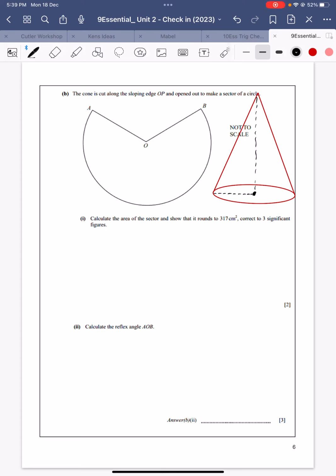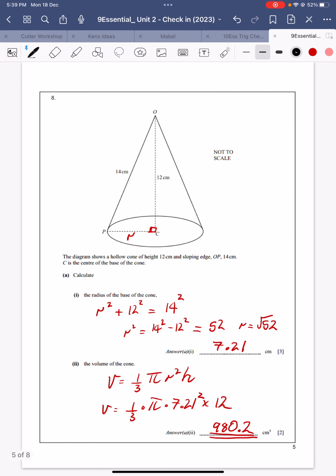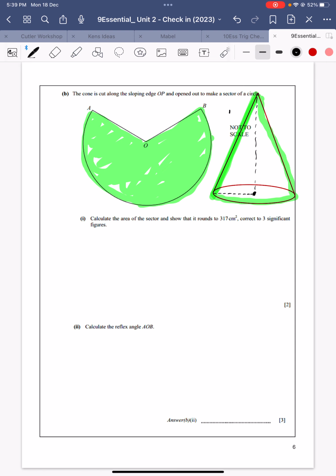The connection here is I've drawn the cone next to it, and the idea is that all of this area here, the area of the sector, is in fact simply the curved surface area of the cone. So when you snip this, the sloping edge, we remember, was 14. So the 14 centimetres here is the 14 centimetres here, the 14 centimetres here.